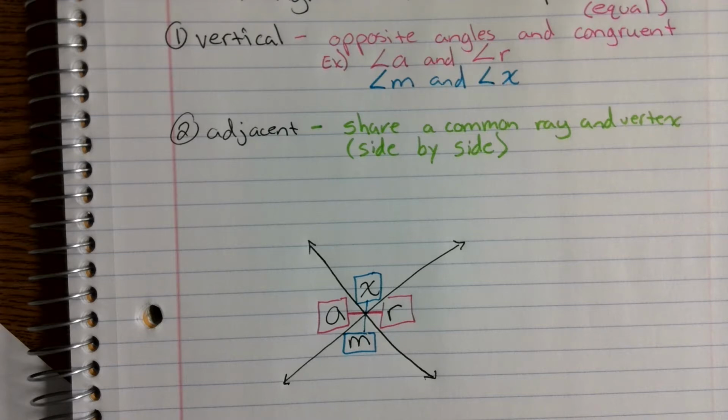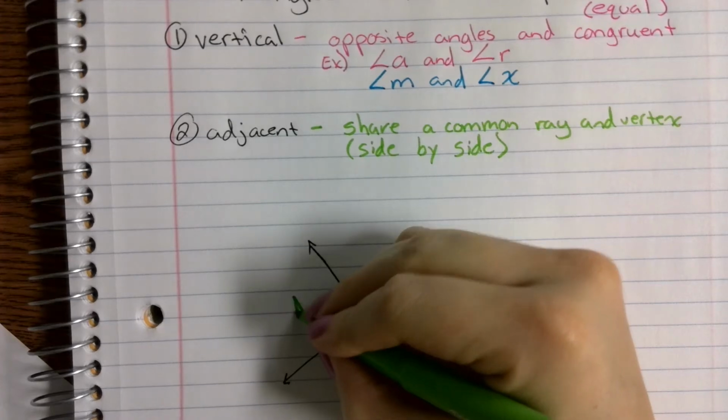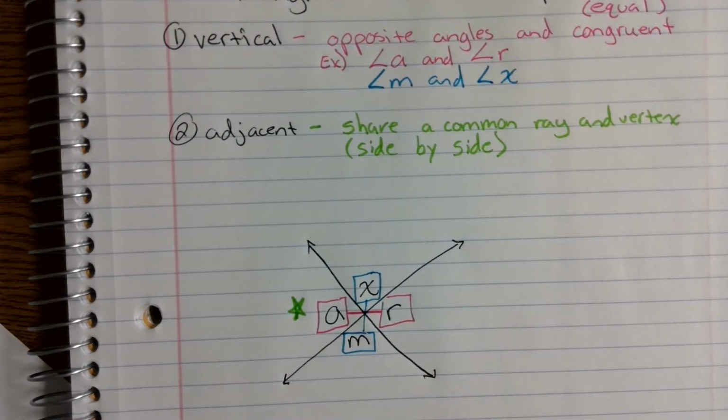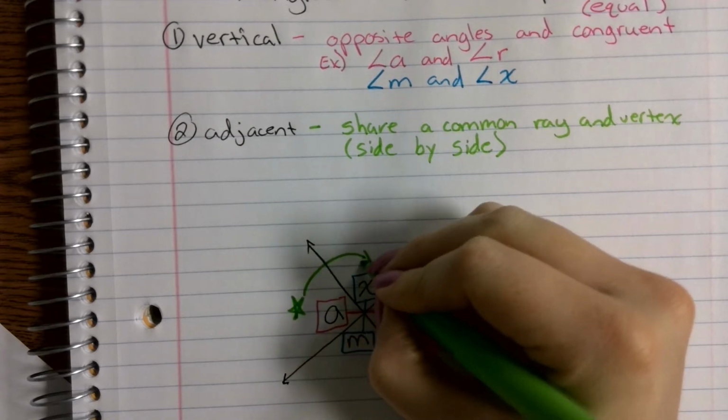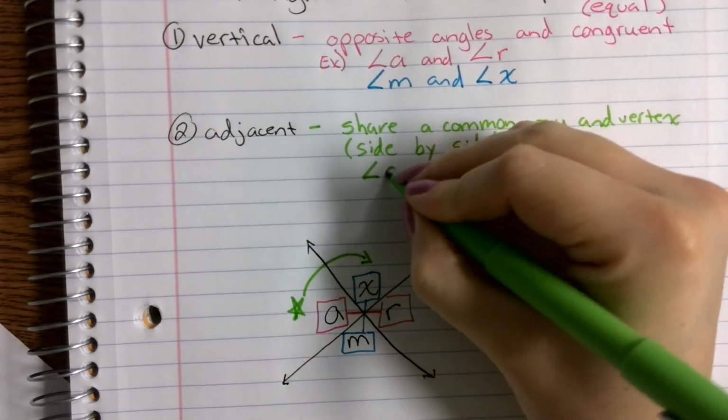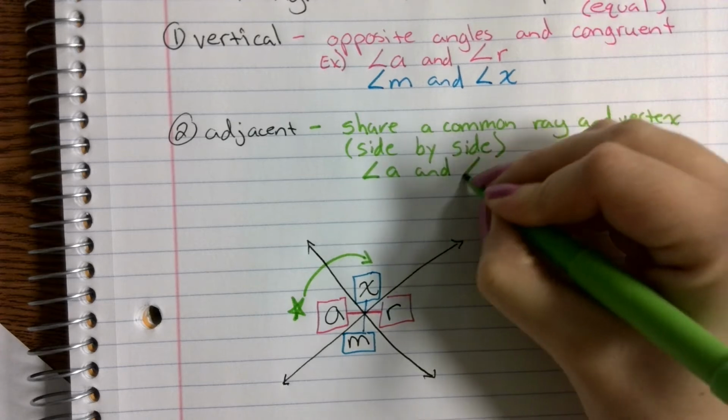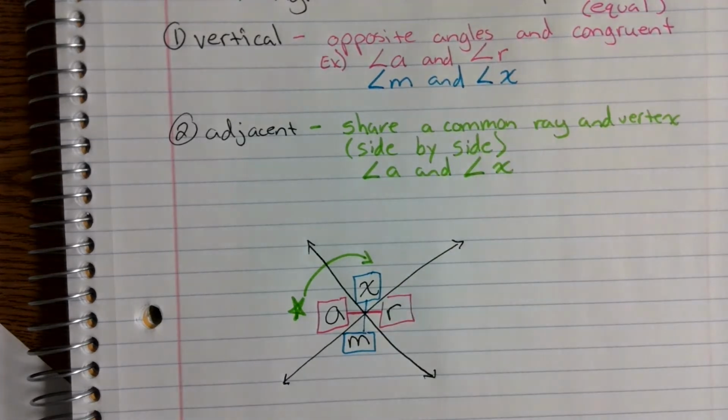So it's the same thing with angles. Angles have 2 adjacent relationship pairs. So angle A is adjacent to angle X. So angle A and angle X happen to be adjacent angles.